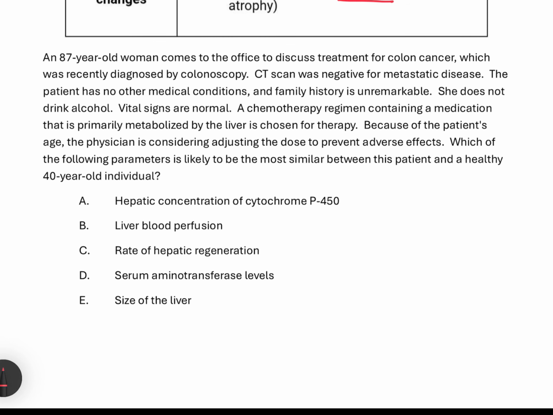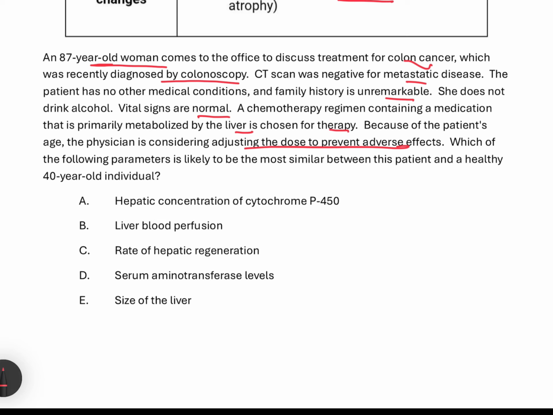We have one more question. An 87-year-old woman comes to the office to discuss the treatment of colon cancer, which was recently diagnosed with colonoscopy. The scan is negative for metastasis. The patient has no other medical condition. History is unremarkable. She does not drink alcohol and vitals are normal. A chemotherapy medication that is primarily metabolized by the liver is chosen for therapy. Because of the patient's age, the physician considers adjusting the dose to prevent adverse effects. Which of the following parameters is likely to be more similar between this patient and a healthy 40-year-old individual?